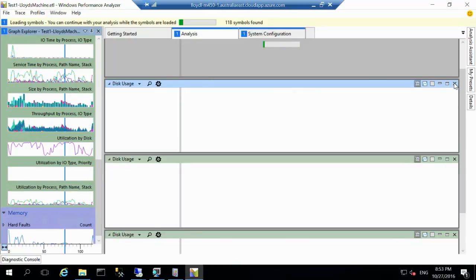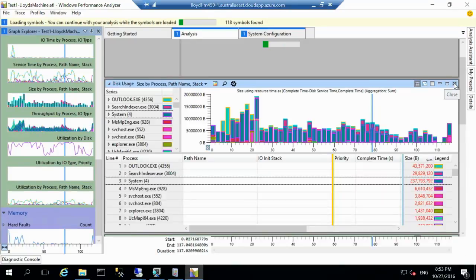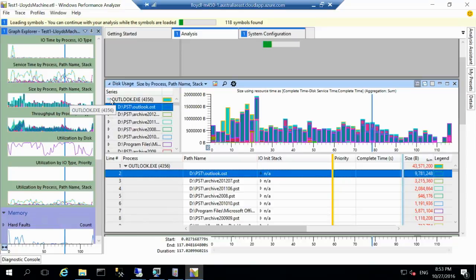Then you want to know, right, well, now that I know exactly which one, how about telling me which files they were reading? There you go. That's the file. Okay, and you can see the majority of it comes from one file, outlook.ost.